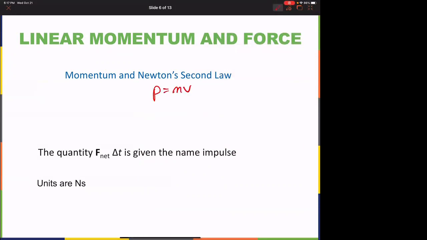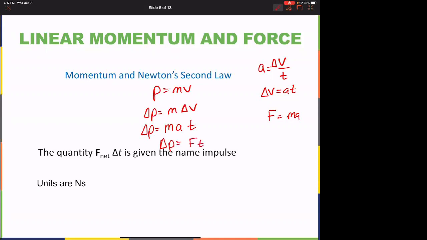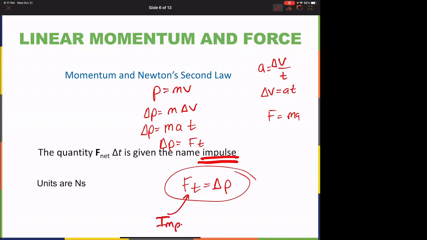Remember our formula, P equals MV. So remember acceleration was change in velocity over time. So if we use the formula delta P equals M delta V, and substitute in delta V equals AT, we can see delta P equals MAT. And if we remember that F equals MA, we say delta P equals FT, or FT equals delta P. This is called the impulse momentum theorem. This quantity here is known as impulse. And the units are a Newton second. So when you're asked for an impulse, that's force times time. That's both of them together as your impulse.